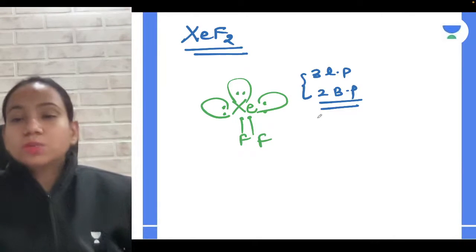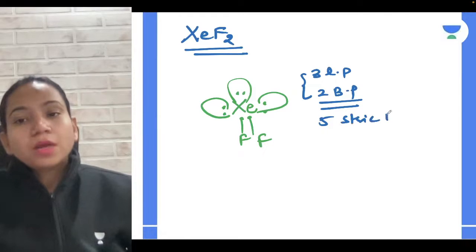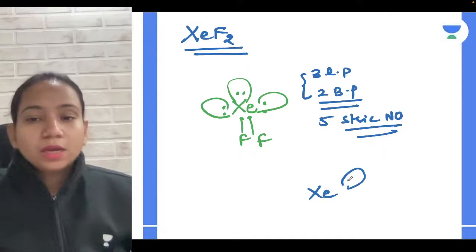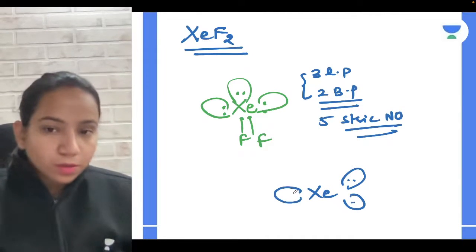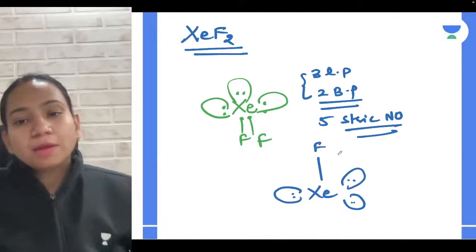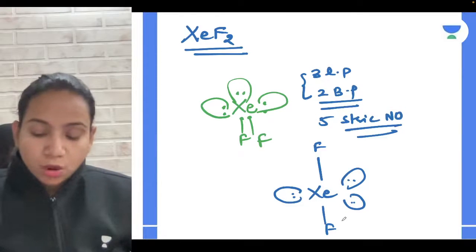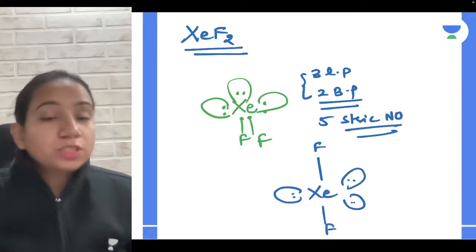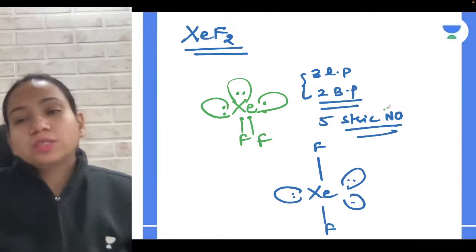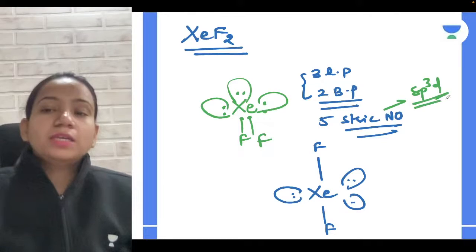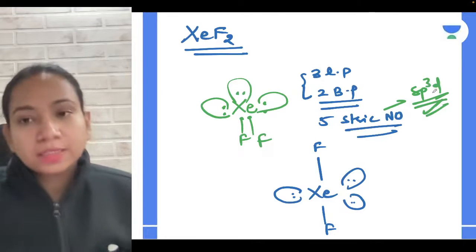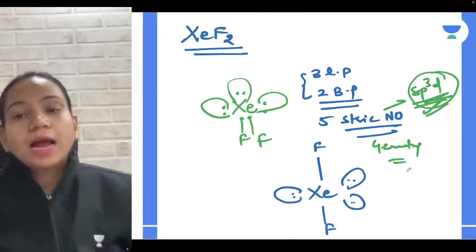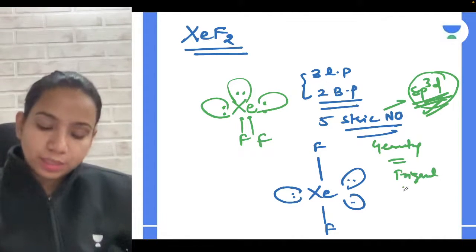So all together that gives me a steric number of 5. If there is a steric number of 5, what geometry will it acquire, guys? It will acquire trigonal bipyramidal. Correct? And for steric number 5, the hybridization is nothing but sp3d. Simple, everyone. So sp3d is the hybridization, geometry is trigonal bipyramidal, and the shape will be what? Can you tell?